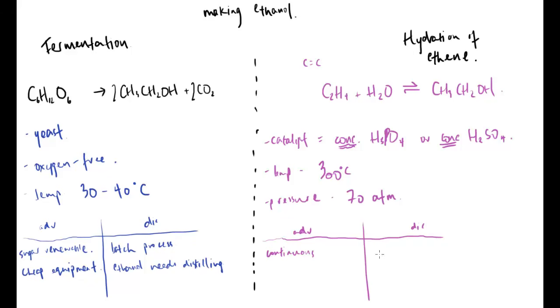Disadvantage, ethene, non-renewable, and you can kind of get around that as we'll look at later, but realistically speaking, ethene is going to come from crude oil, cracking and all the rest, which isn't particularly good. And another advantage is it's a purer product, requires less refinement.